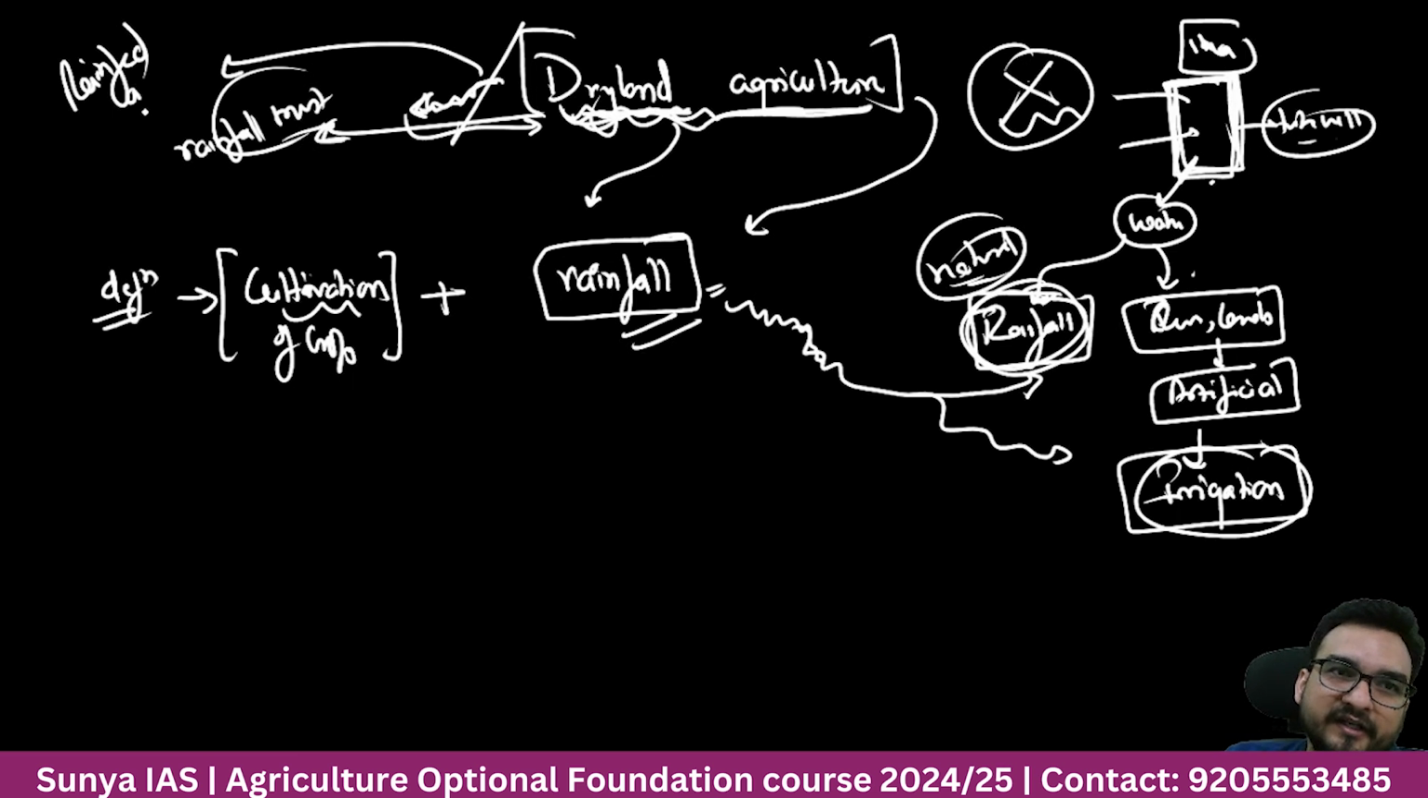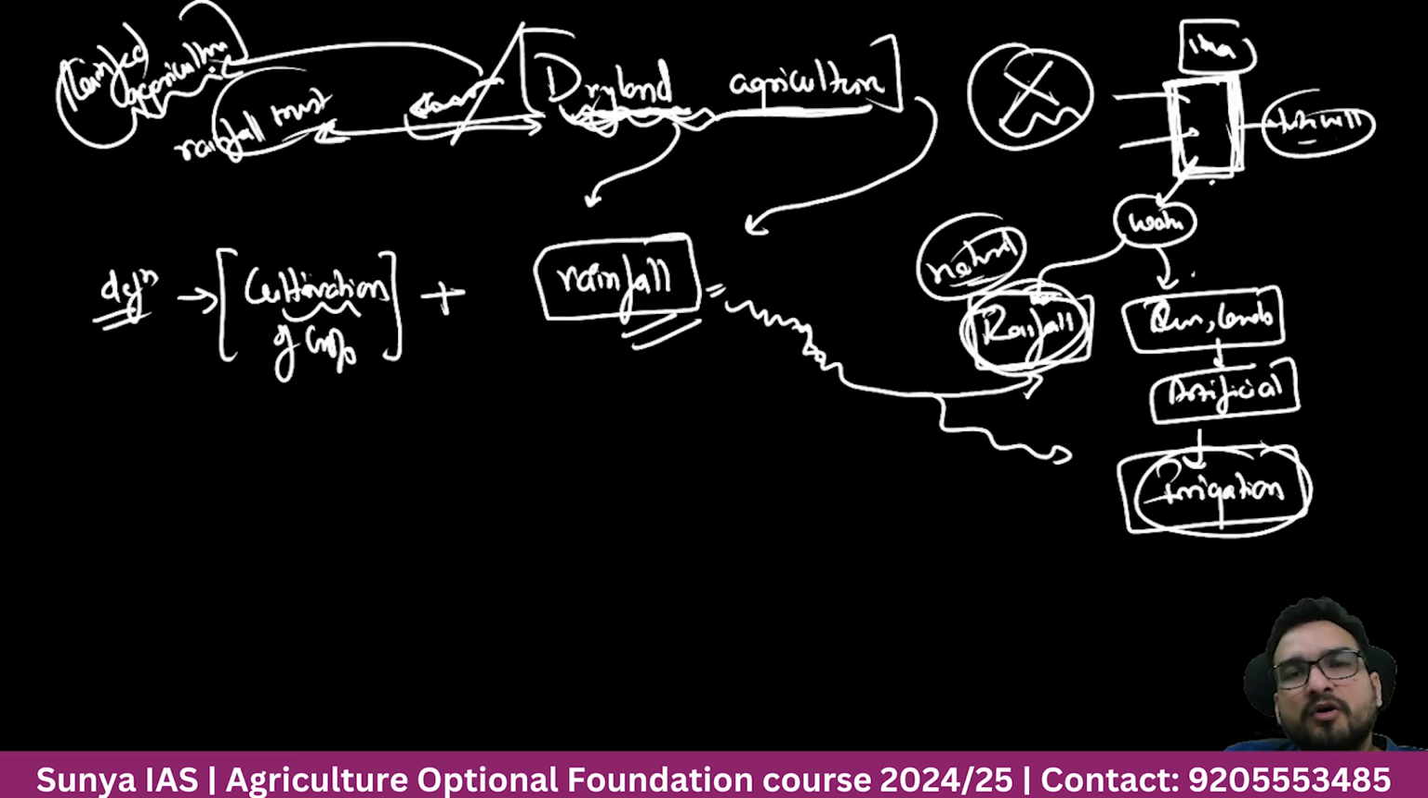Now, dryland agriculture in broad terms is also called rain-fed agriculture. Why, we will see. Don't get confused right now. Rain-fed agriculture is also called dryland agriculture because it is directly depending upon the rainfall. Right, so right now, just understand this.